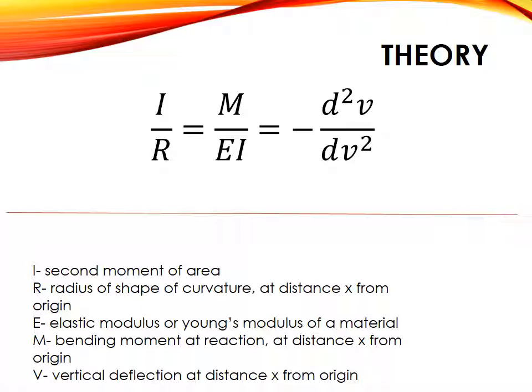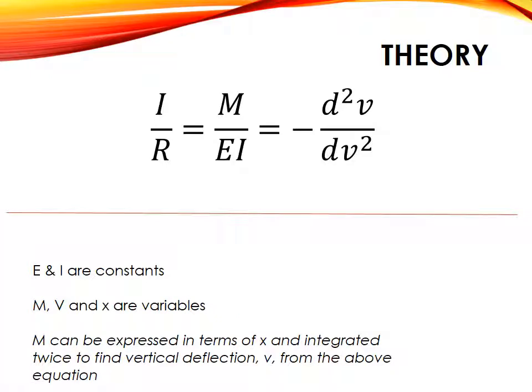Beam curvature can be calculated using the formula seen here, where E and I are constants and bending moments, M, can be expressed in terms of x, a distance from a support. We can differentiate the curvature equation twice to get an equation for deflection, v.